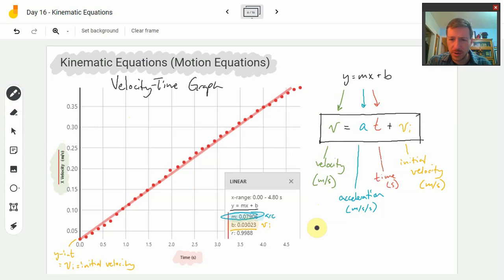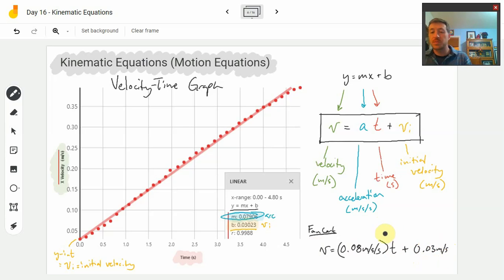For the fan cart, for example, we'd write out that the velocity at any given time is equal to its acceleration, which is 0.08 meters per second squared, times whatever amount of time we want to input, plus the starting velocity, which we said was 0.03 meters per second, according to our model.